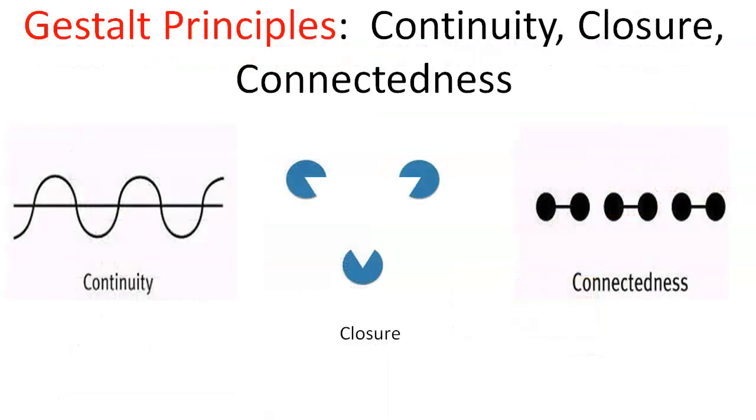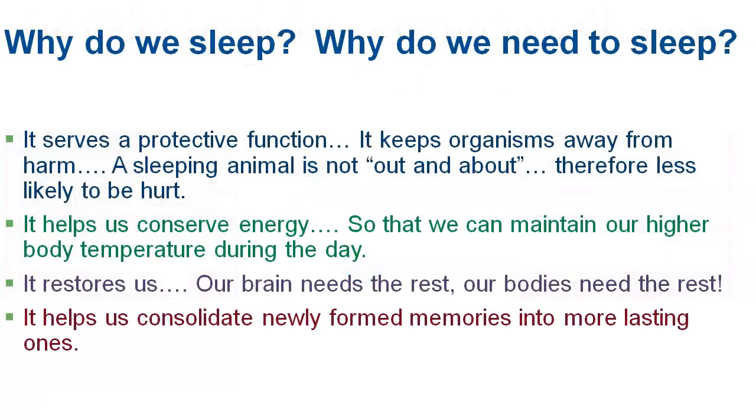Then we get into Gestalt Principles. This has to do with how we are perceiving information. And so these are just some of the examples. You have closure, connectedness, continuity, but you also have the figure ground. You also have similarity. All of these are examples of Gestalt Principles. So I would make sure that you know just some examples of Gestalt Principles.